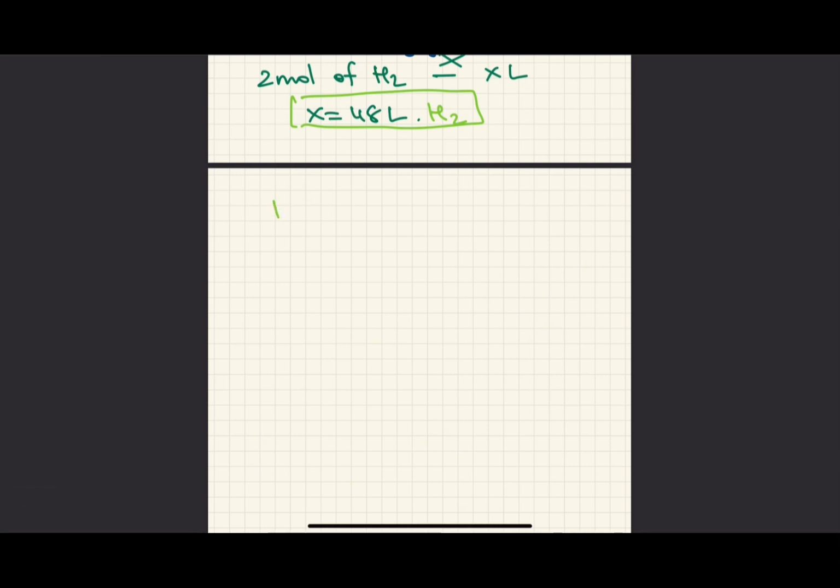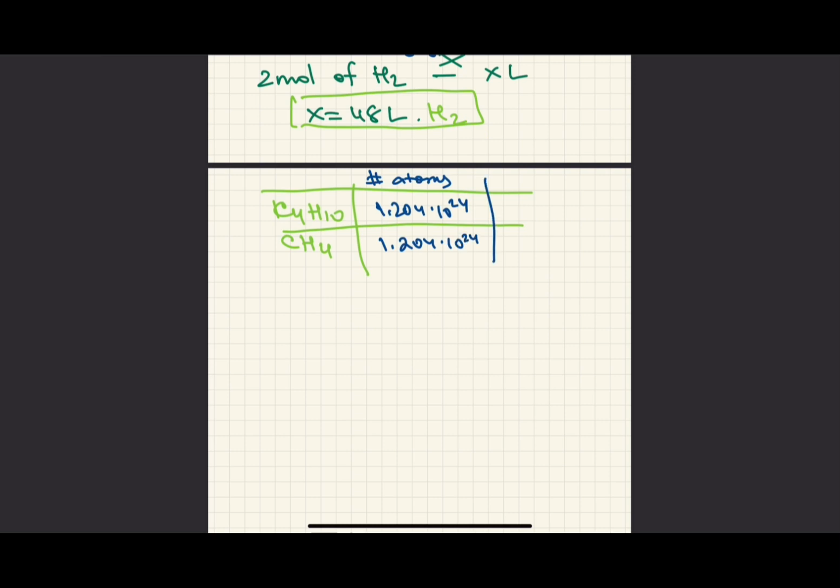Let me give you C4H10 and CH4 in this case, okay? So let's say you're given their amount of atoms. Number of atoms is given to be 1.204 times 10 to the power 24, and you want to compare their volumes, right? Volume.